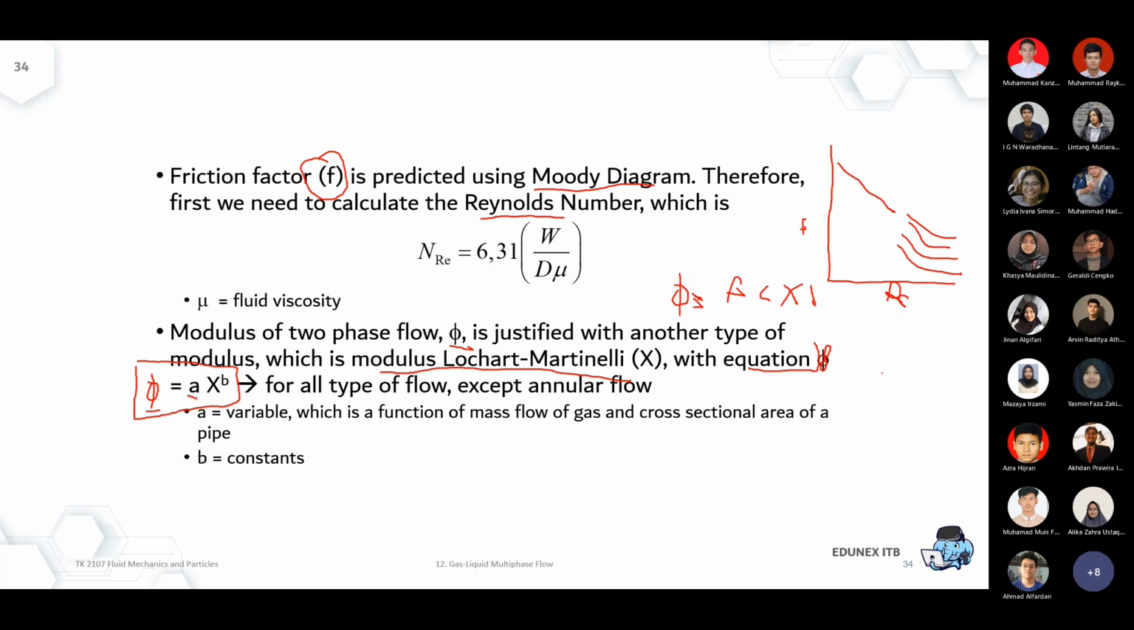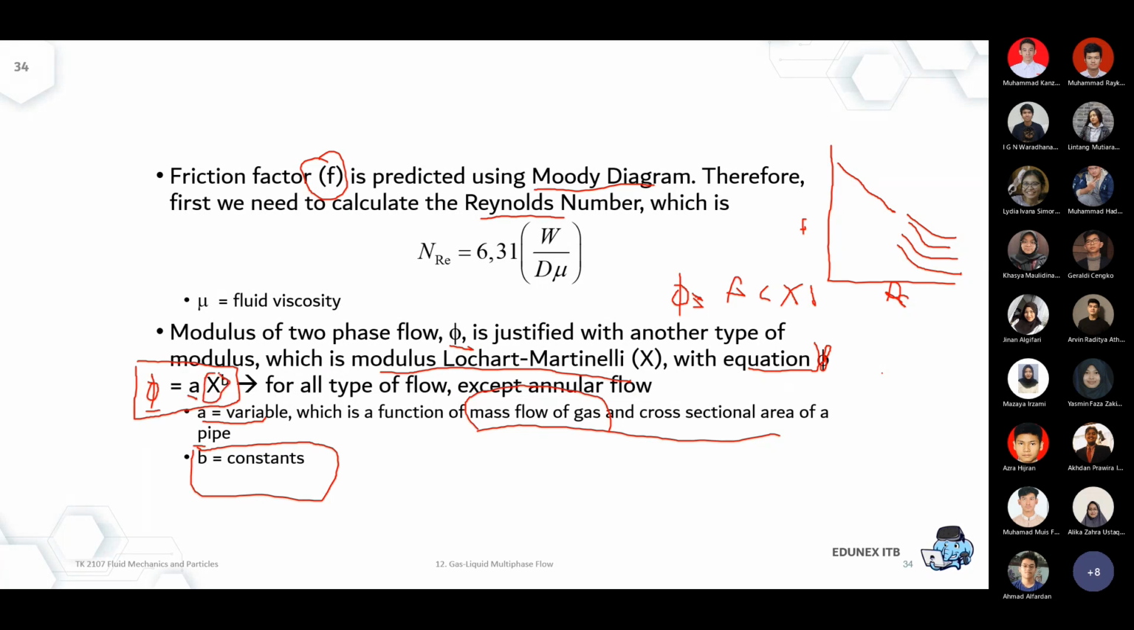We need to know the A. A is another variable, which is a function of the mass flow of gas and the cross-sectional area of a pipe. So it's the mass flow of the gas, in kilograms per second, of the pipeline. I'll have the chart in the next two slides, I think. So A can be derived once you know the mass flow rate of the gas, and B is another constant specific to a different pipeline.